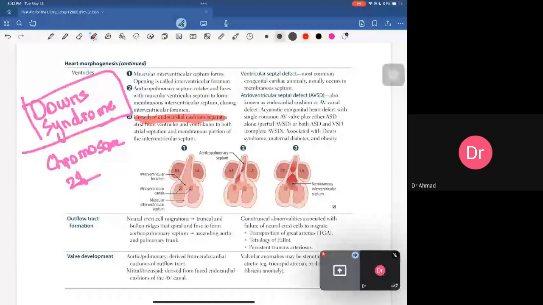So whenever there is a problem in the endocardial cushion, what are the things that will be affected? The things that will be affected are the separation of atria from the ventricles, atrial septation, and the membranous portion of the interventricular septum. Now, how can the USMLE test you on this in the exam? They can give you a question that a person with intellectual disability comes to you at the age of 11 years, right? And that patient had Hirschsprung disease as well.